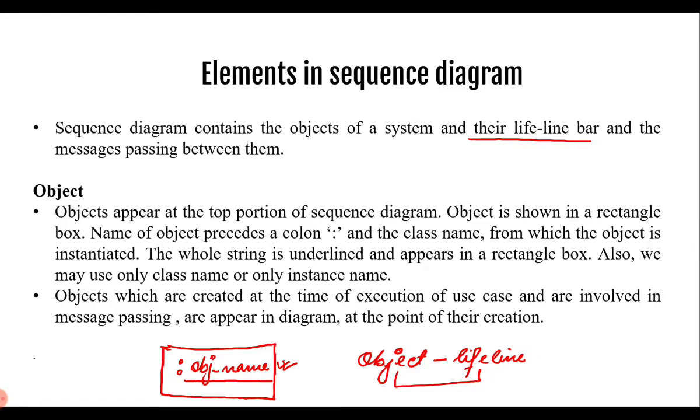So objects which are created at the time of execution of use case and are involved in message passing appear in the diagram at the point of their creation. So we have to understand which type of objects are taking part in the entire interaction and accordingly name it or accordingly represent it.